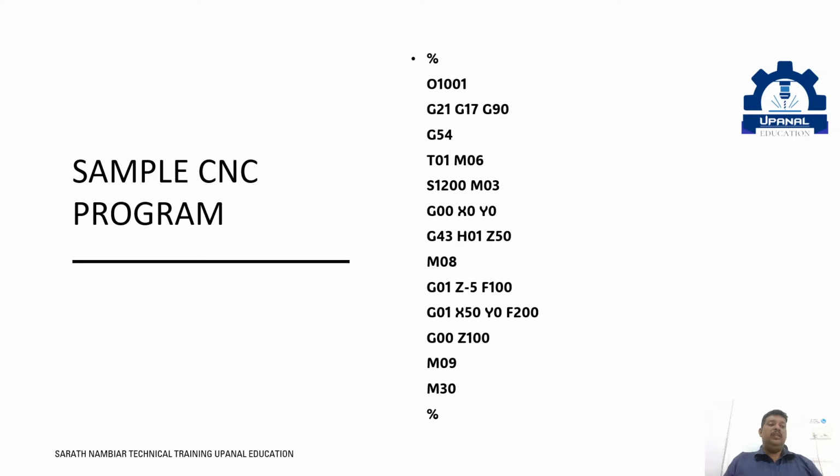Then we have M08, M09 for coolant, G01, G02 for movement, and M30 for the program end. So even though the program looks bigger, it's the same setup. What is it? Start, setup, tool, spindle, movement, end.